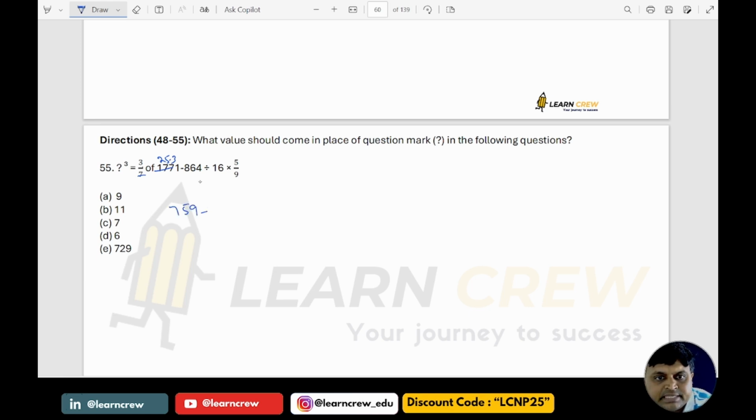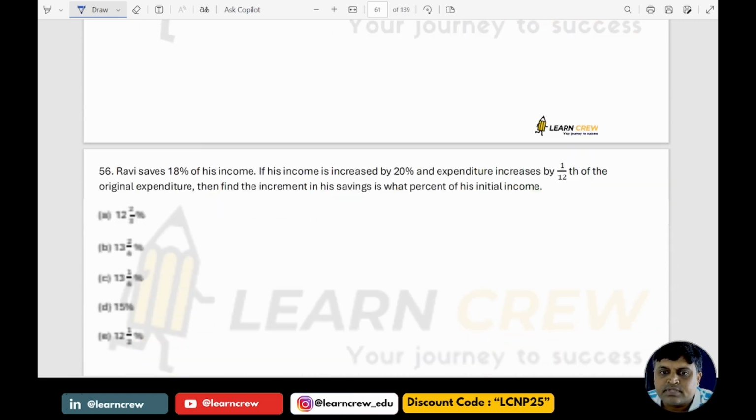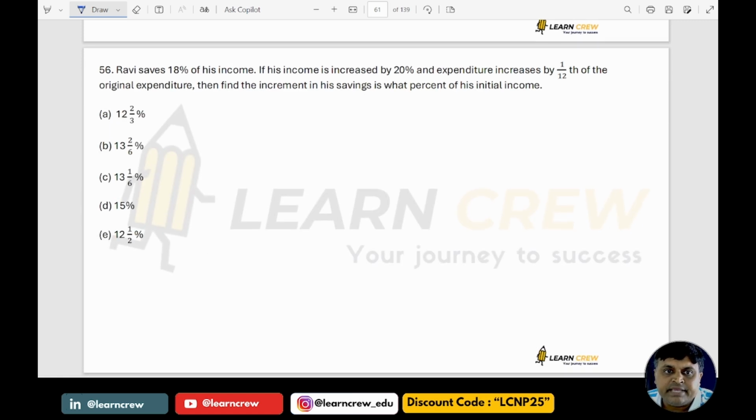759 minus 864 by 16 is 54 into 5 by 9. It is nothing but 30. 759 minus 30 is 729. 729 is 9 cube. So answer is A. Answer is A. Then Ravi saves 18% of his income.